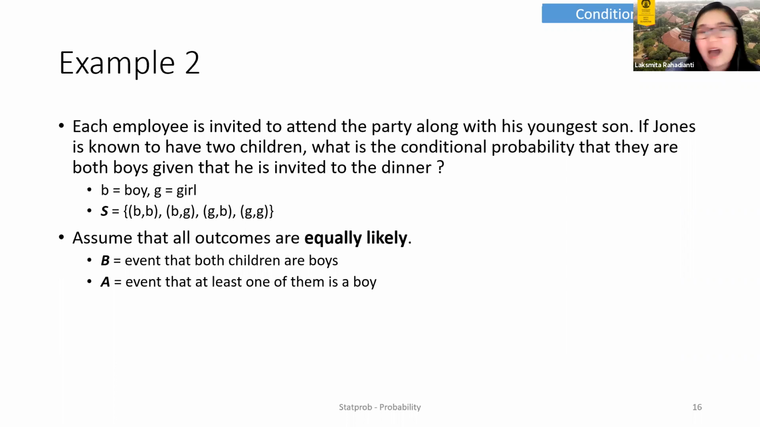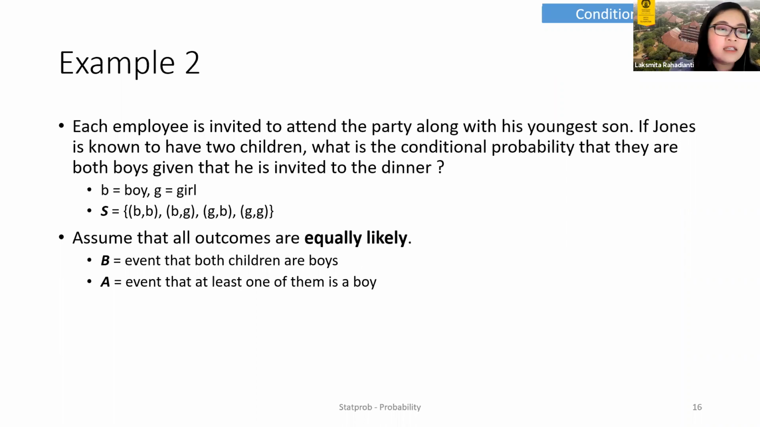So I'm going to assume here that if I don't have a youngest son, then I won't be invited to the party. So we know that Jones has 2 children. And what is the conditional probability that they are both boys, given that he is invited to dinner? If we know that he has 2 children and he's invited to the dinner, then at least the second child should be a boy.